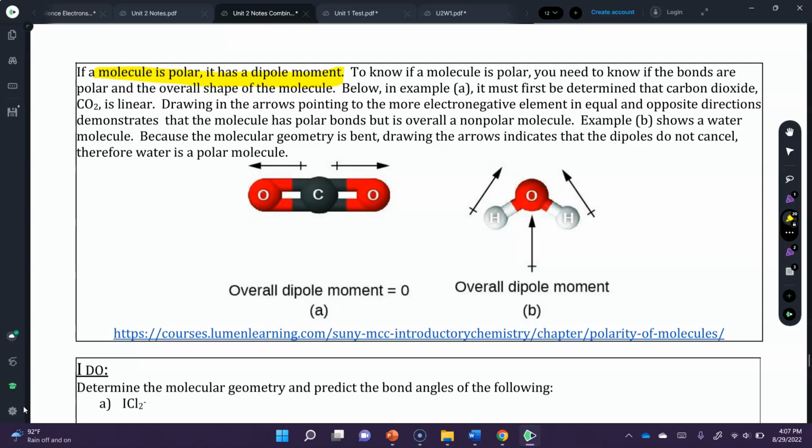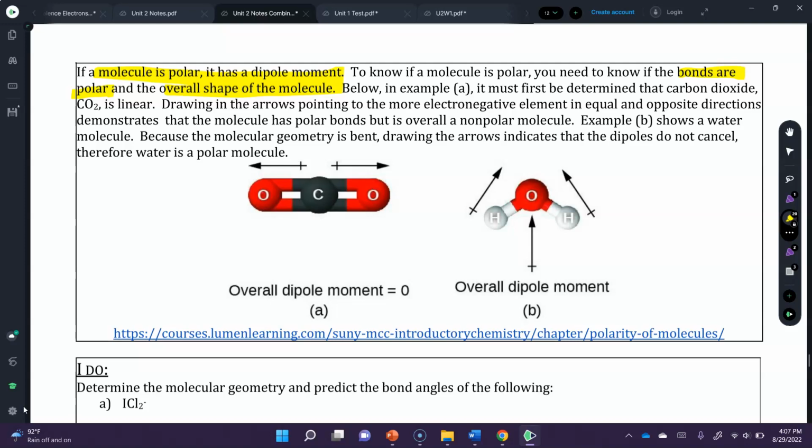If a molecule is polar, you will need to know if the bonds are polar and the overall shape. In this example, we see that carbon dioxide is linear. Generally, if it has a lot of symmetry, so like you spin the carbon dioxide around and it all looks the same, it's probably not going to be polar.